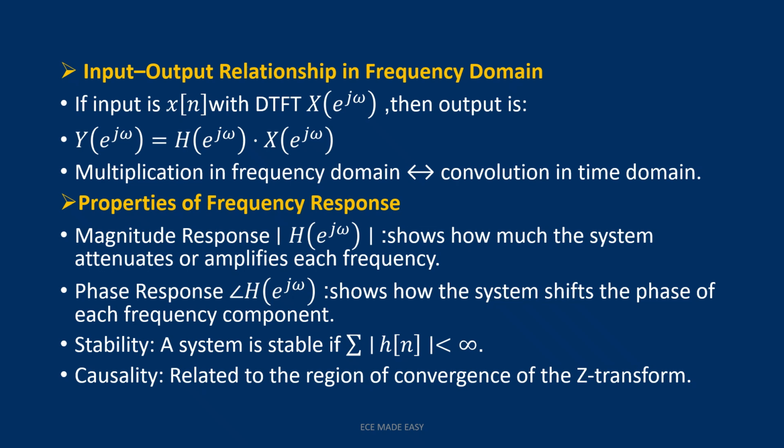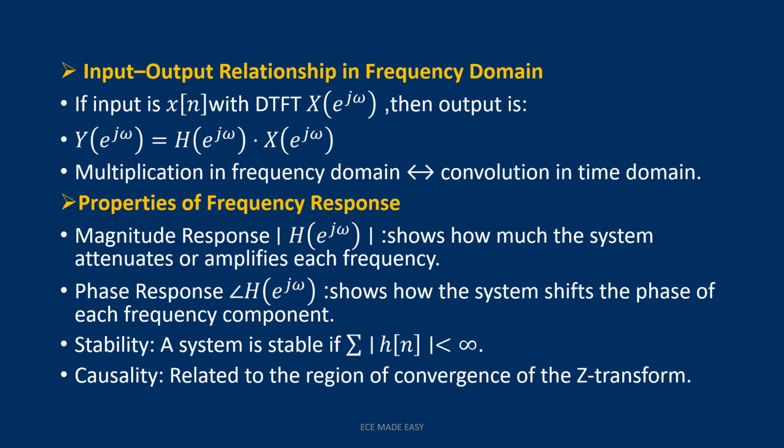Now, it exhibits some properties. The frequency response of any discrete system has some properties. First, as we know, H of e to the power j omega is complex in nature, so it will have some real term and some imaginary term. Depending on that, we can have the magnitude: mod of H of e to the power j omega represents the magnitude response, and angle of H of e to the power j omega represents the phase response. Magnitude response shows how the system attenuates or amplifies at different frequencies, and phase response shows how the system shifts the phase of each frequency component.